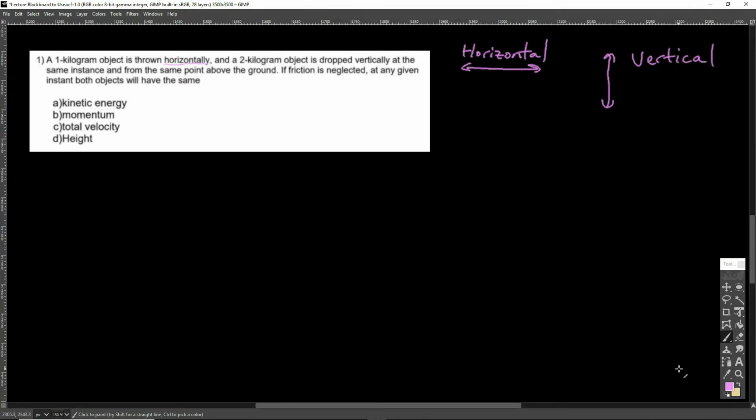So you gotta know what horizontally means. A 1 kilogram object is thrown horizontally. Okay, so let's just draw that. So let's have the ground and let's have this object some height h above the ground. We'll just make it a yellow ball. So the mass of this thing is 1 kilogram.